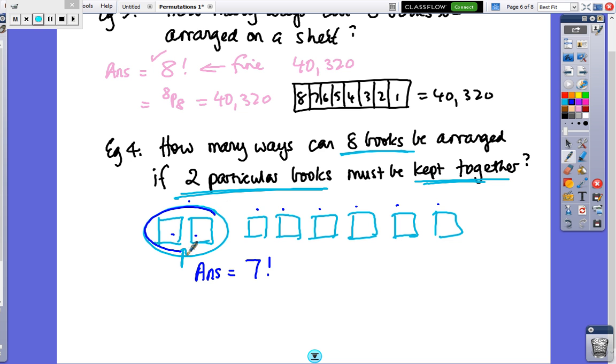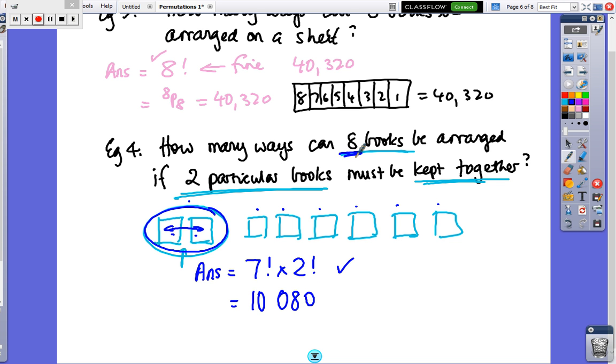But in this group of books, these books can be arranged in 2 different ways, which would be 2 factorial. Okay? So that answer would be acceptable. And then on your calculator, if you want to get an actual answer, the answer would be 10,080. So let's just go through that one again.